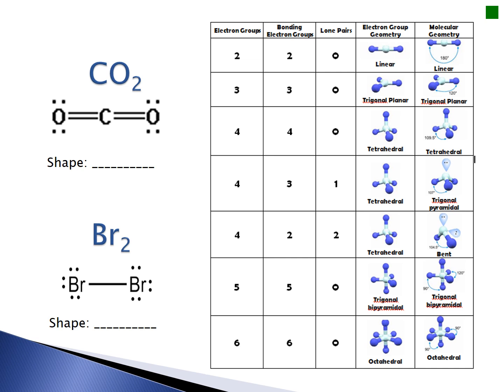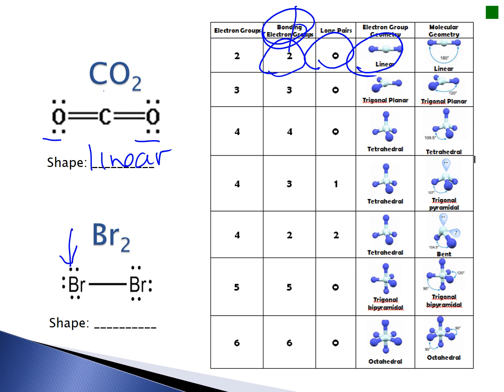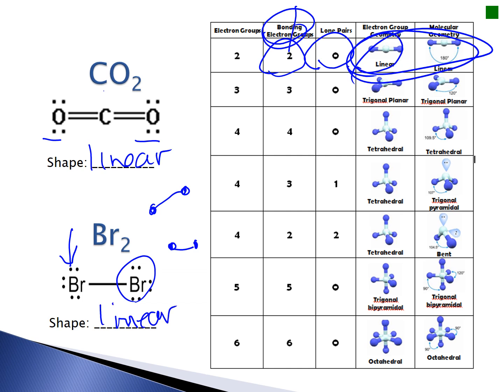All right, so let's just try some practice problems. So carbon dioxide is attached to 2 different electron bonding groups, and it has 0 lone pairs. So I'm going to look for something that's attached to 2 on the bonding group with 0 lone pairs. And so that would be a linear structure. Br2, there is no central one, so you just choose one, and that one is just attached to 1 different thing. So if you think about it, what's the only shape it can take if one thing is attached to only one other thing? Well, that would be linear also.